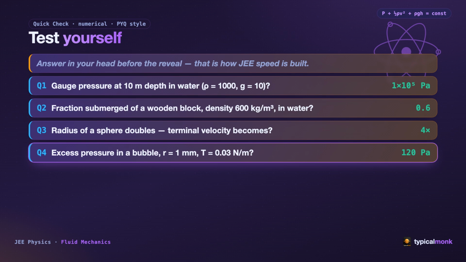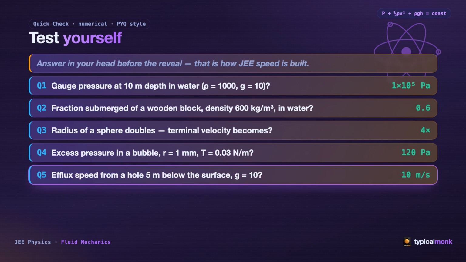Question 4. Excess pressure inside a bubble of radius 1 millimeter, surface tension 0.03 newtons per meter. 4T over R gives 120 pascals. And question 5, the thinker. Speed of efflux from a hole 5 meters below the free surface with gravity 10. Root 2 g h gives 10 meters per second. If you caught that one, you have truly understood today's class.